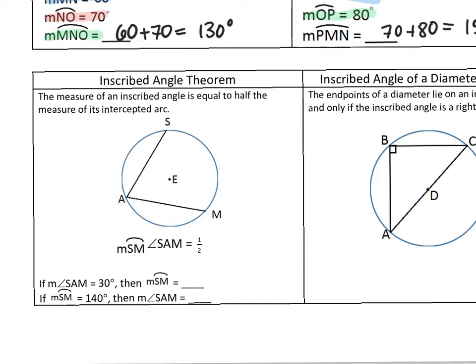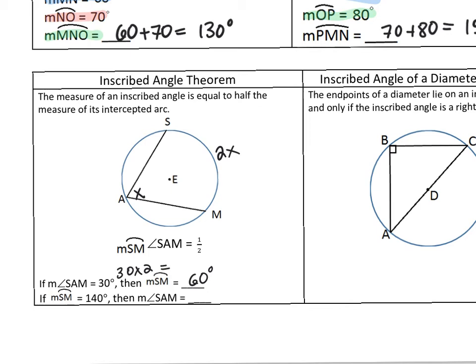Here's a very useful theorem for you, the inscribed angle theorem. What it says is that the measure of an inscribed angle is equal to half the measure of its intercepted arc. In other words, if my angle measure is x, then my arc is 2x. So let's look at an example. If our angle SAM is 30, then what would the arc be? Well, 30 times 2 is 60. So our intercepted arc would have 60 degrees.